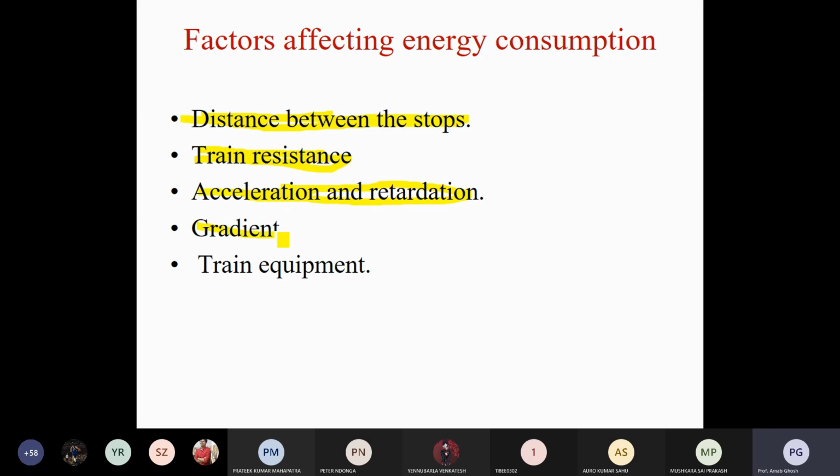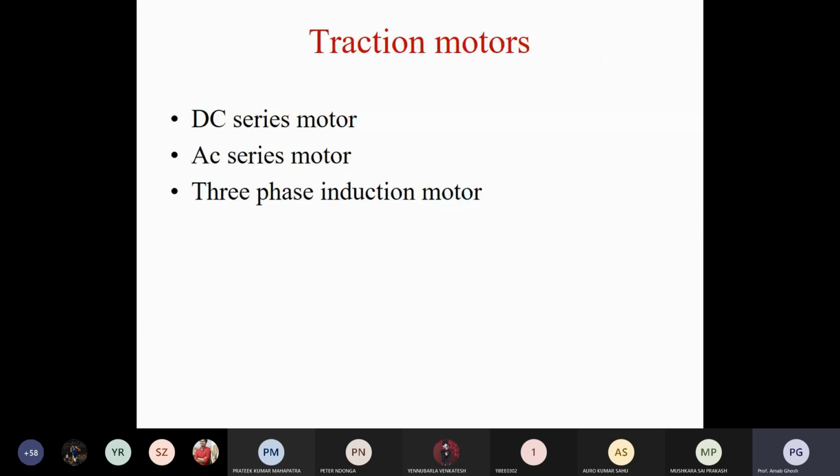Then the train equipment is also related to train resistance, if it is well equipped. If there are a lot of fans and lights, they add some additional weight. The decoration of the train, like a sofa set, definitely adds weight. So train equipment also affects energy consumption: if the factor is more, more energy will be dissipated and more energy consumption is required.